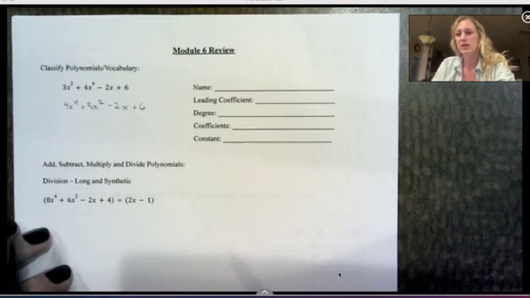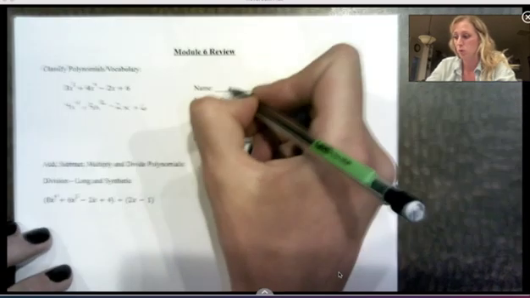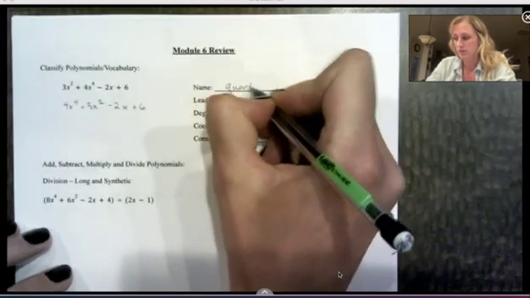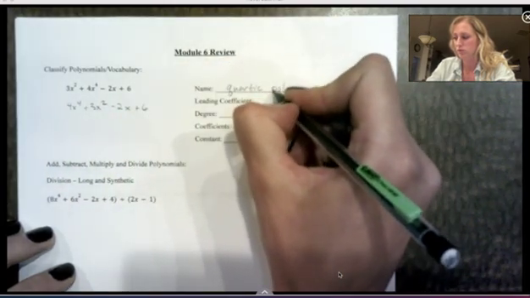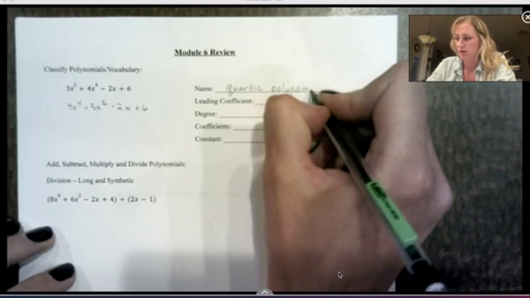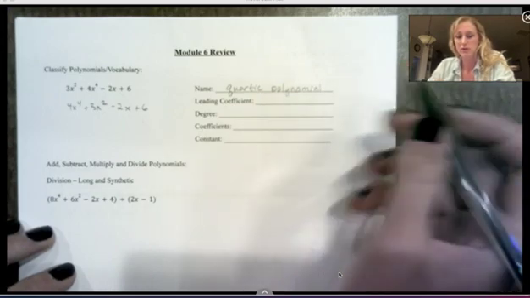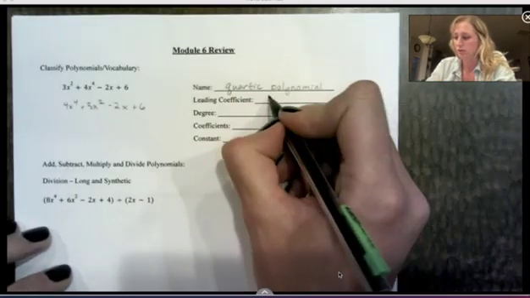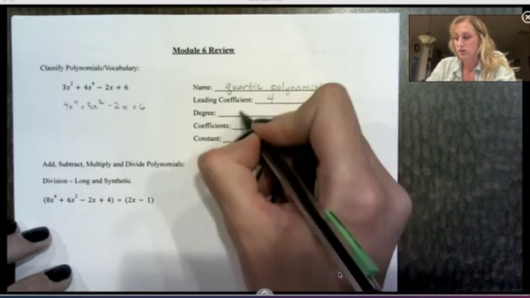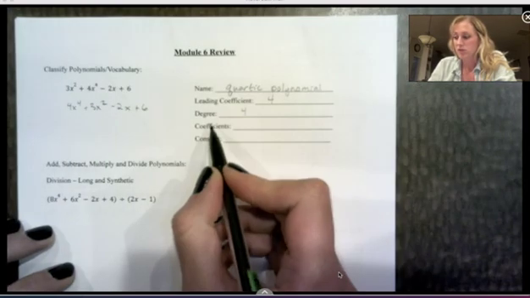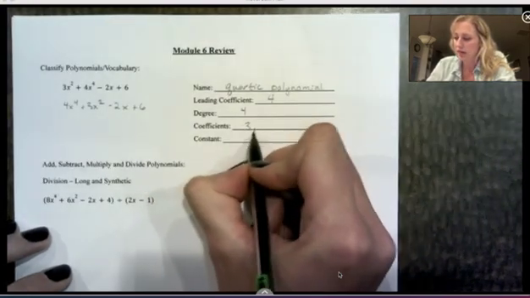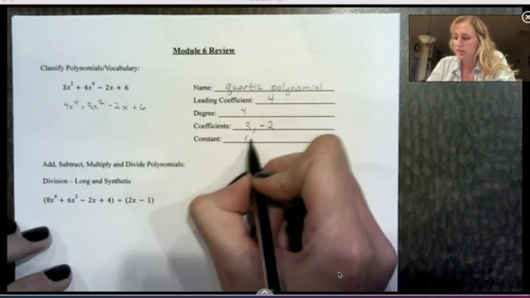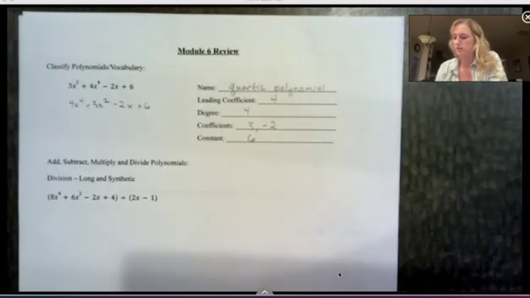Remember, the name is classifying it by the degree and number of terms. So it's a fourth degree, so this is a quartic. And it has 1, 2, 3, 4, and if it's 4 or more terms, we just call it a polynomial. All right, so it's a quartic polynomial. The leading coefficient, now that it's in standard form, is 4. The degree is also 4. The coefficients, I've already accounted for the leading coefficient, so let's just list the other two. It's 3 and -2. 6 is without a variable, that is our constant.